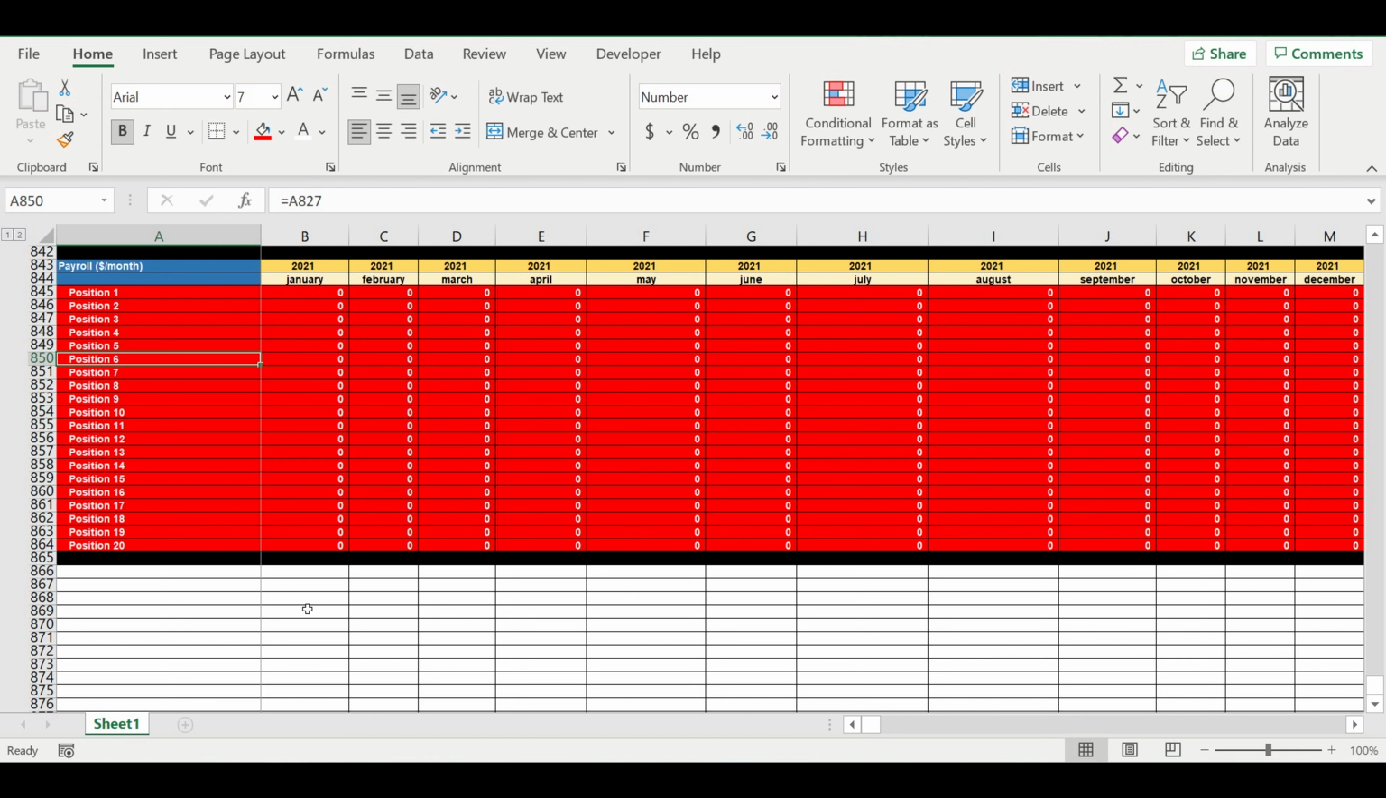Today we will add a loan to our project, and I will show you step by step how you can do it yourself. First we will create a block of inputs for the loan.